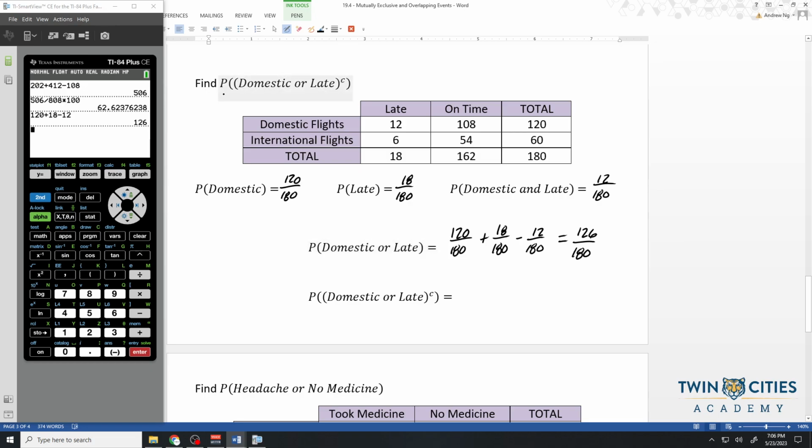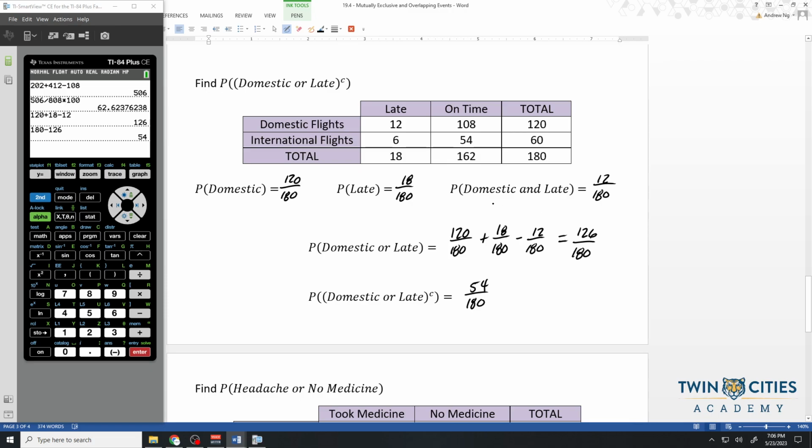The true probability, what I'm actually trying to find, is the probability that I select domestic or late complement. Or in other words, something that is not domestic or late. Well, out of 180 flights, 126 are domestic or late. So if I take the amount that I have in total and subtract that 126, then the complement of that would be 54 over 180.